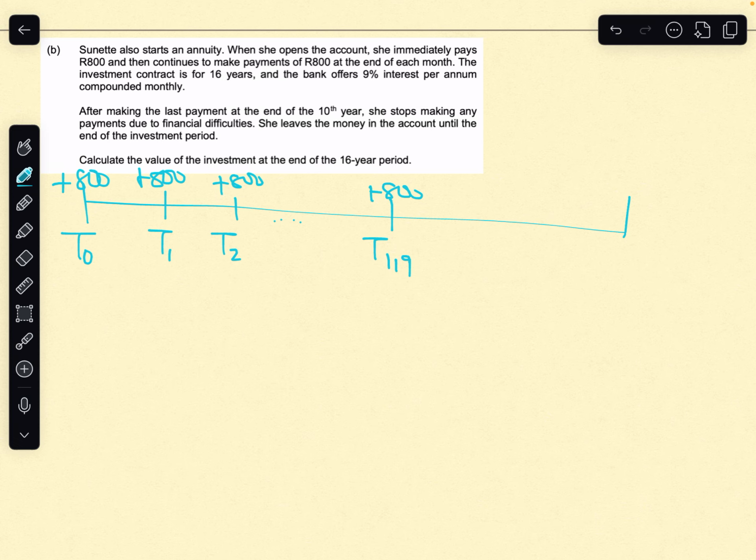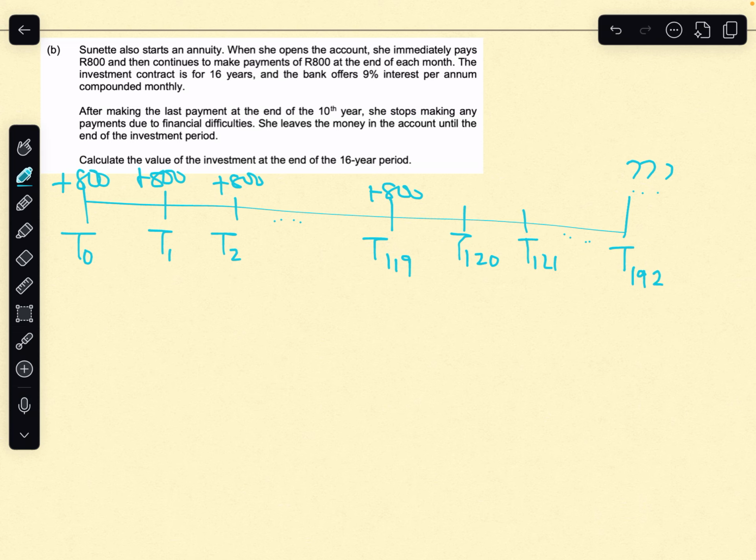Oh, that's tricky. The English is tricking me, and I'm pretty sure that if I get this question wrong, it's because of this decision. But anyway, from then on, no more contributions. So T120 is empty, T121 is empty, and so it goes. And then at the end of the 16th year, we want to know how much she has. 16th year, 12 months, so that's T192.